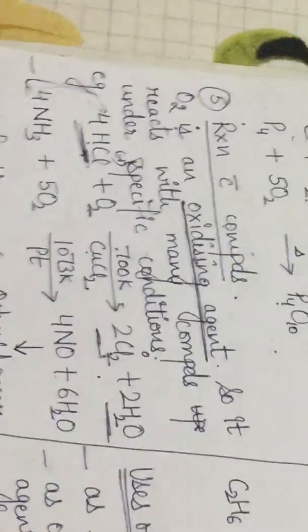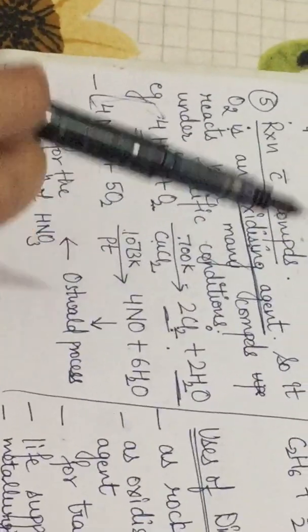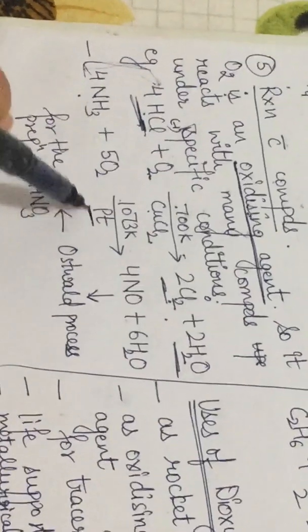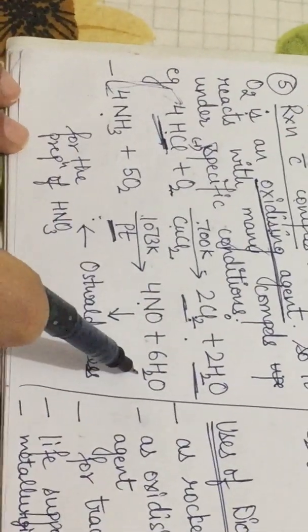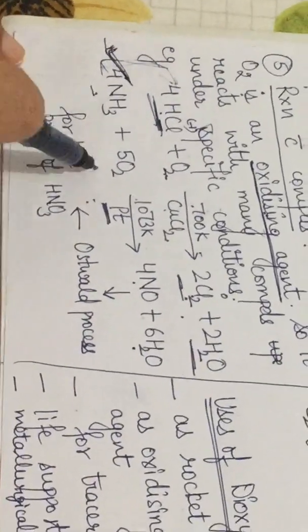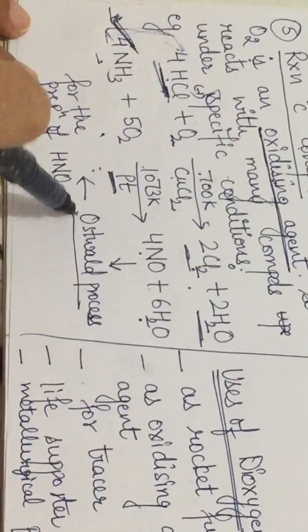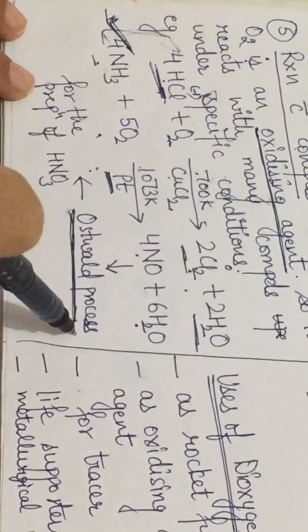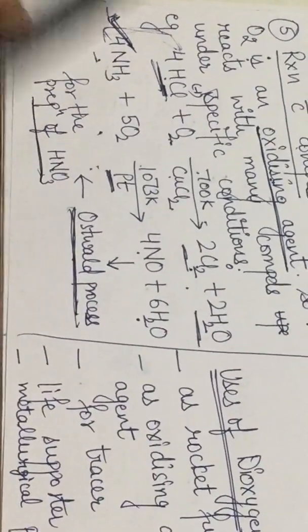to 0. Similarly, when it reacts with ammonia at 1073 Kelvin temperature with platinum as a catalyst, it will form nitric oxide and water. This reaction, the reaction of ammonia with oxygen, forms the basis of the Ostwald process. What is the Ostwald process?